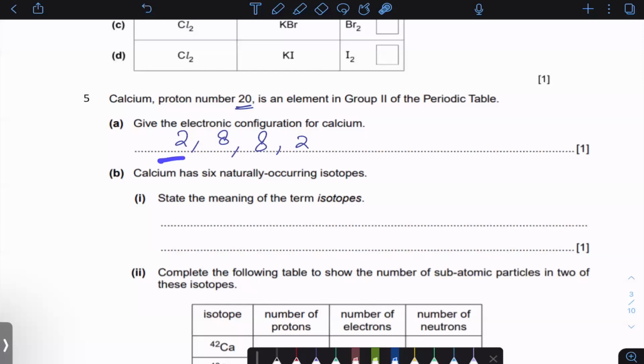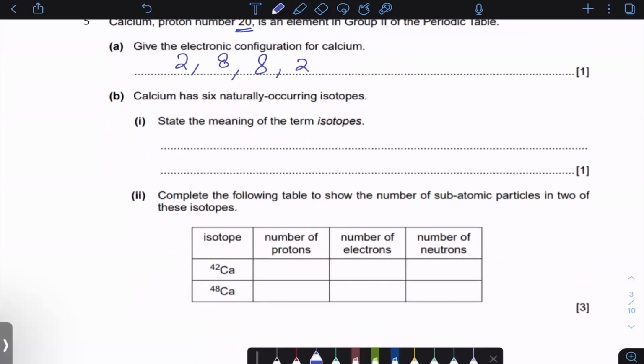Okay, how do we know it has 4 shells? Period 4. Period 4, very good. So there are 4 rows जिनमें ये calcium आता है हमें, and that is how we know it has 4 shells. Shabash.